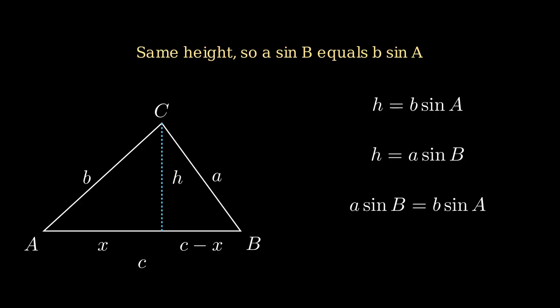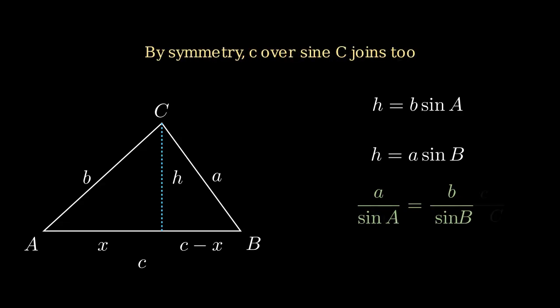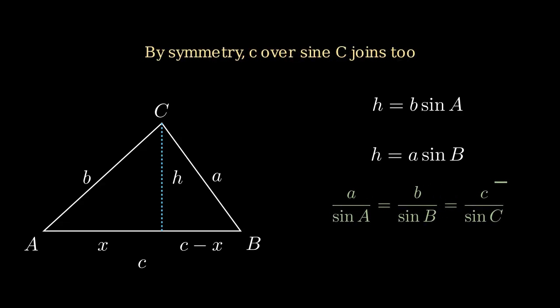Since both expressions equal the same height, we can set them equal to each other: a sine B equals b sine A. Dividing both sides by sine A times sine B rearranges this into a over sine A equals b over sine B. By symmetry, if you had instead dropped the perpendicular from a different vertex, the exact same argument would bring side c and angle C into the pattern, giving a over sine A equals b over sine B equals c over sine C, the sine rule.